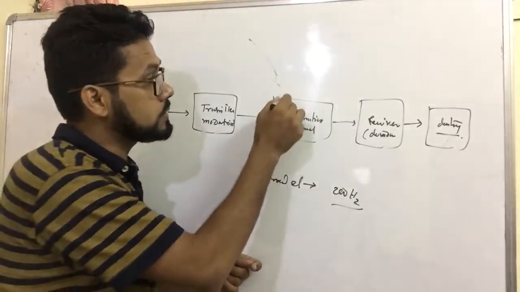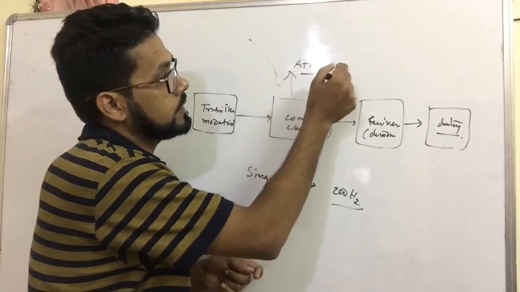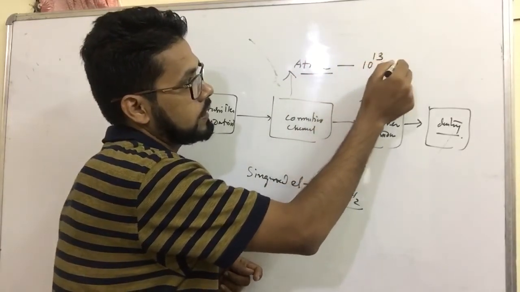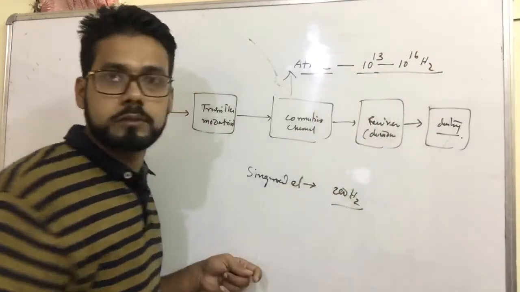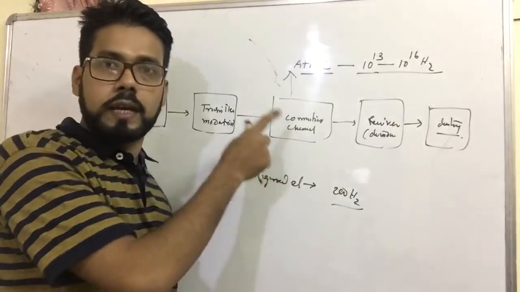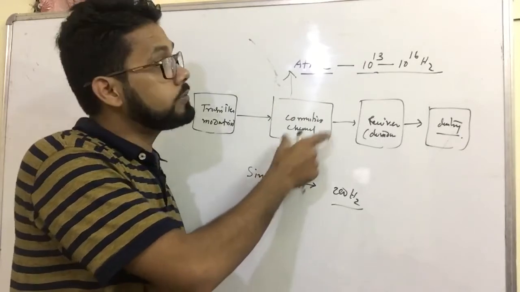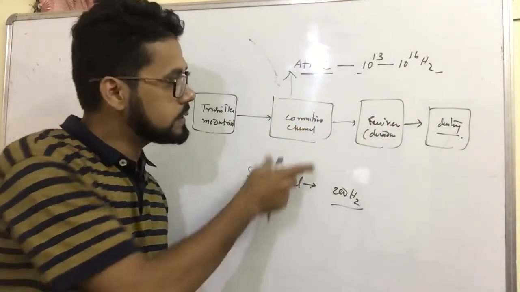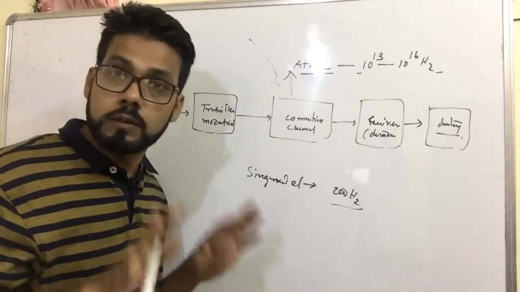Suppose this communication channel is active in, suppose, 10 to the power 13 to 10 to the power 16 Hertz operating frequency. What do you understand? This channel can transmit it. Active means this channel can transmit any signal of frequency falling in that range. That means this channel cannot transmit the signal of 20 Hertz. Then what will you do?